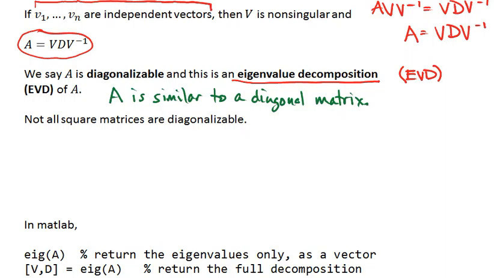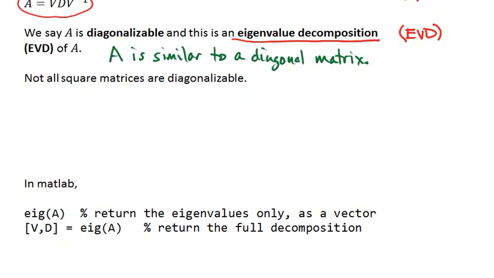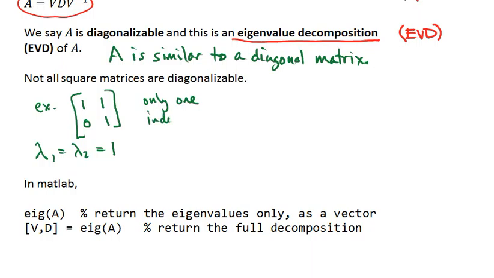But this isn't possible for all square matrices. So the famous example would be this thing here. It's triangular. Its eigenvalues are 1. But it has only one independent eigenvector. Or you could say its subspace of eigenvectors is dimension 1.